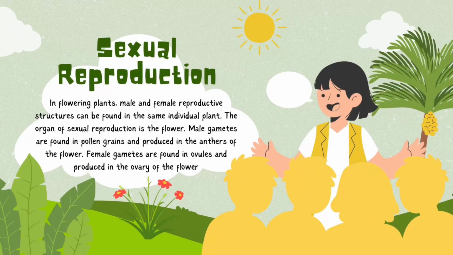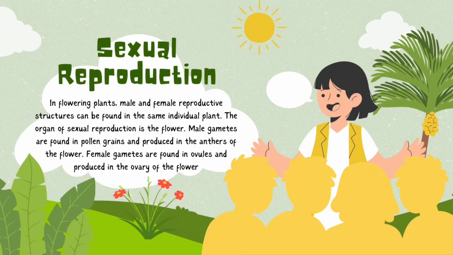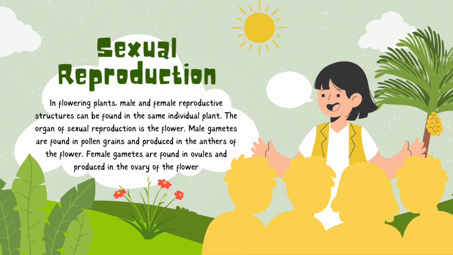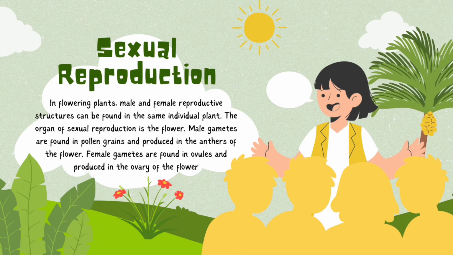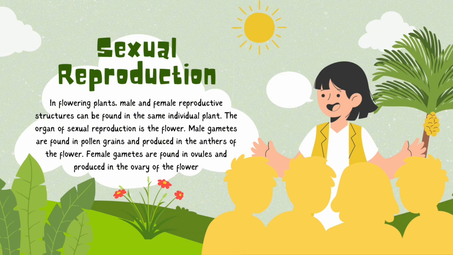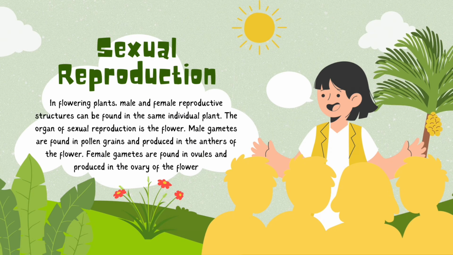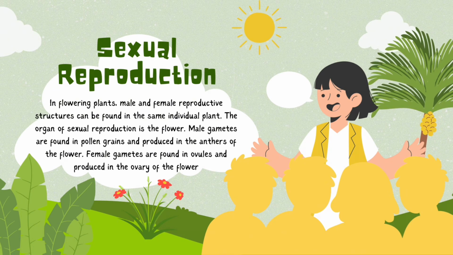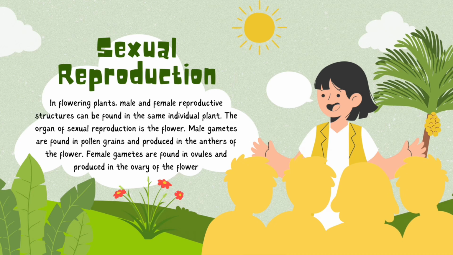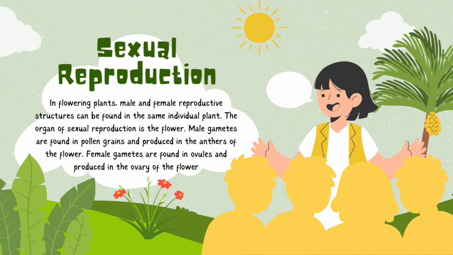In flowering plants, male and female reproductive structures can be found in the same individual plant. The organ of sexual reproduction is the flower. Male gametes are found in pollen grains and produced in the anthers of the flower. Female gametes are found in ovules and produced in the ovary of the flower.